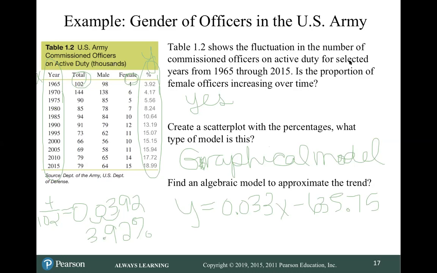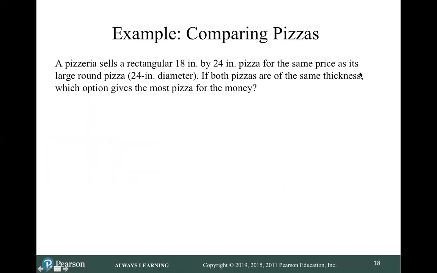Okay, let's look at another example. We'd like to compare pizzas. So we have a pizzeria selling rectangular 18 by 24 inch pizzas for the same price as its large round 24 inch diameter pizza. If both pizzas are the same thickness, which one gives you more pizza for the money? So I'm gonna start by saying, I'm comparing two pizzas, let me draw a picture. Anytime you're saying, let me draw a picture, you're creating a graphical model. So here's my first pizza. It's a rectangle, 18 by 24. My second pizza is round with a diameter all the way across of 24.